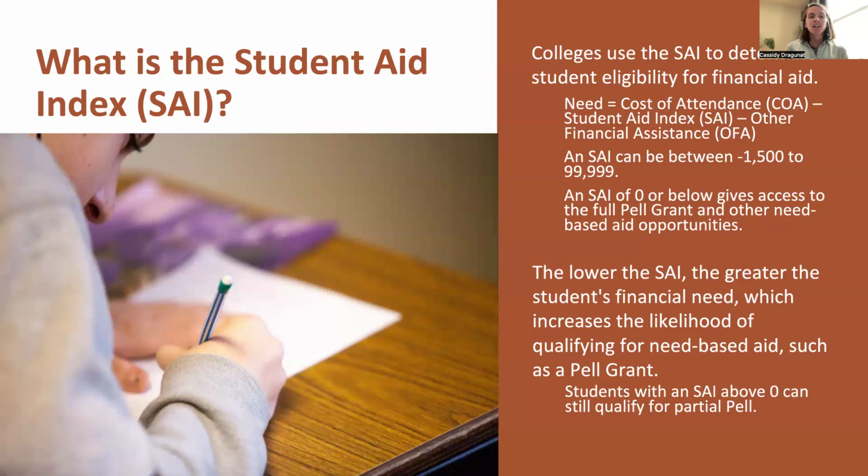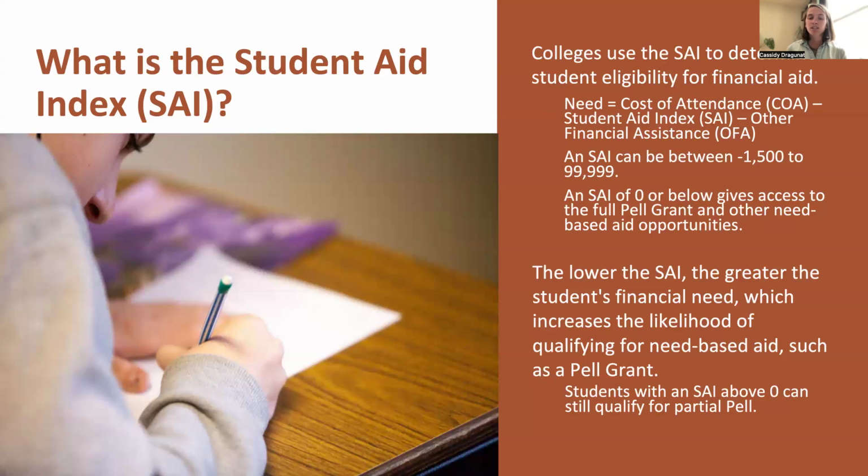But the SAI is calculated, and the result is between negative 1,500 and 99,999, giving students an estimate of what their financial need looks like. Any SAI of 0 or below allows students to access the full Pell Grant amount and often other need-based aid opportunities. So the lower the SAI, the greater the student's financial need, which increases their likelihood of being able to qualify for those other need-based aid programs.